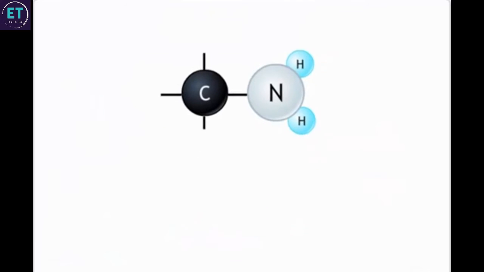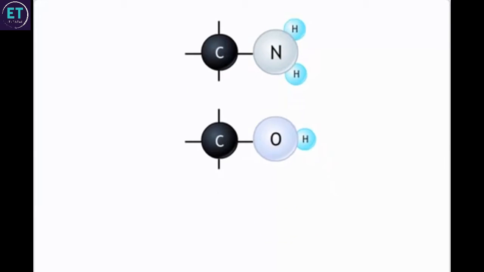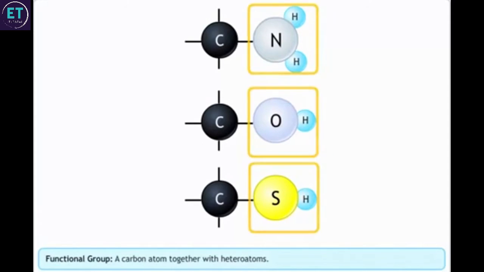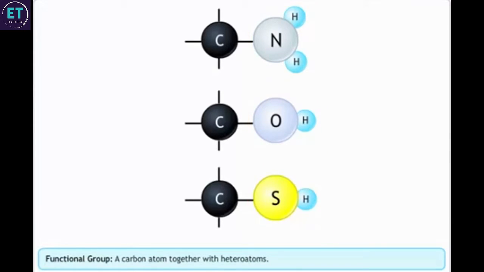Carbon compounds are categorized into various groups based on their functional groups. Carbon combines with many other atoms like nitrogen, oxygen, sulfur, and halogens in addition to hydrogen. These carbons which are bonded to heteroatoms exhibit characteristic properties. Such a carbon atom together with heteroatoms is referred to as a functional group. These functional groups impart characteristic properties to the molecule.